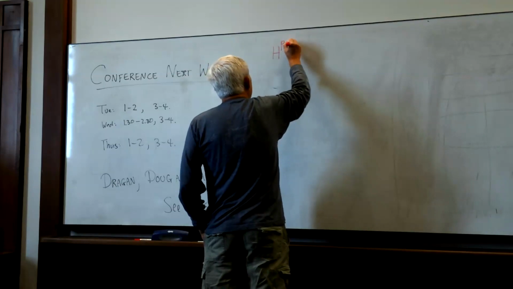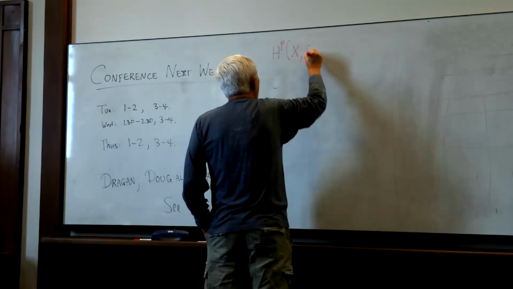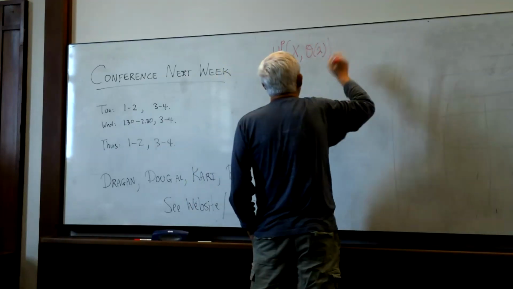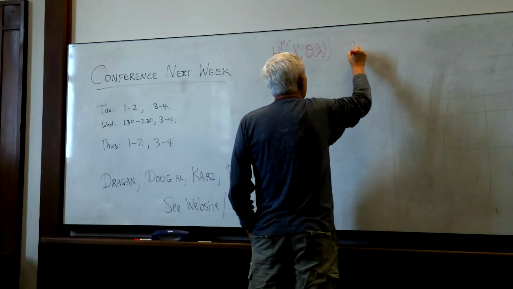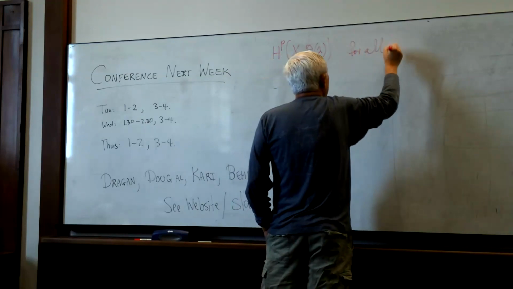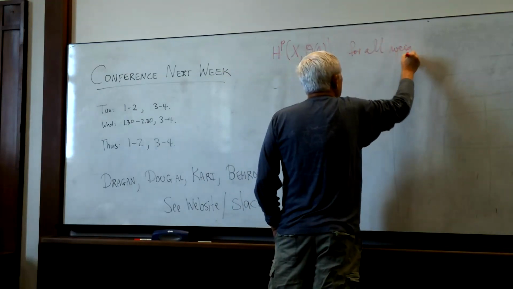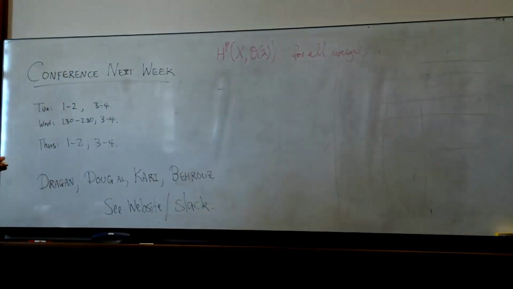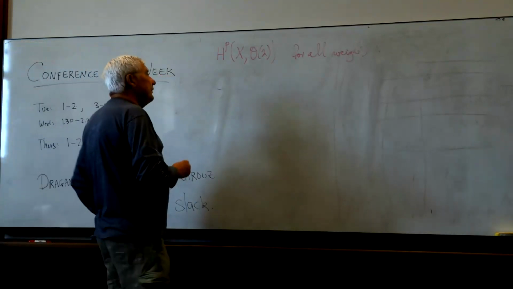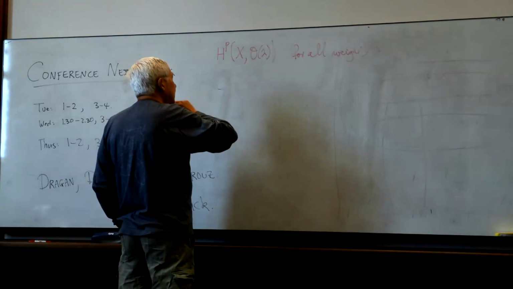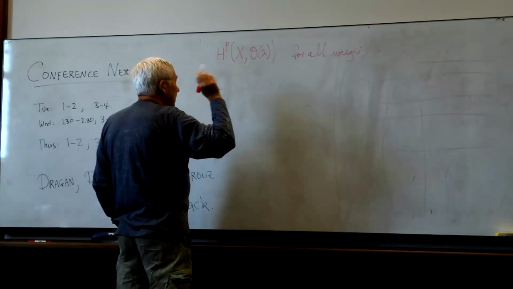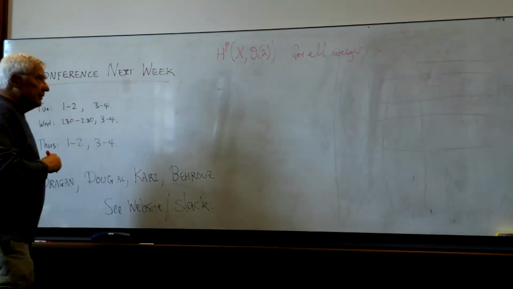H^i(X, O_lambda) for all lambda. So this is basically what we are going to use to prove the statements about global sections.